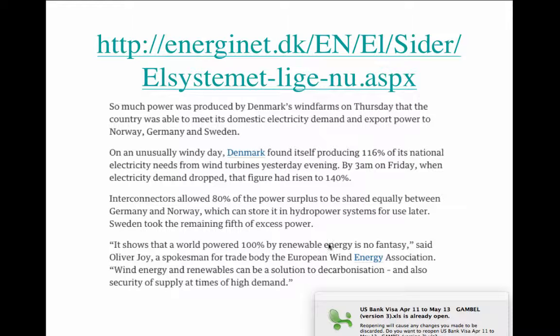And it shows that a world powered 100% by renewable energy is no fantasy, said Oliver Joy, a spokesperson for the trade body of the European Wind Energy Association. Wind energy and renewables can be a solution to decarbonization and also a security of supply at times of high demand, because when you have high demand, you can just call on that stored water.